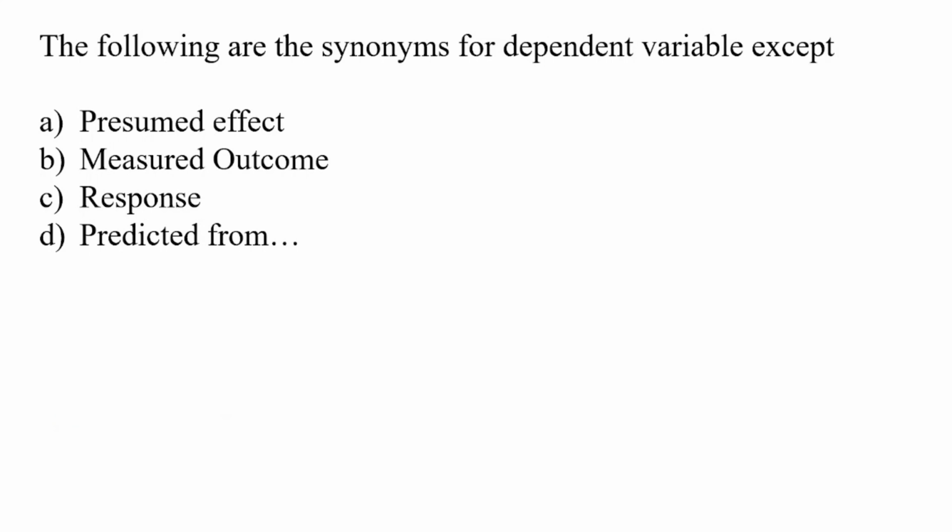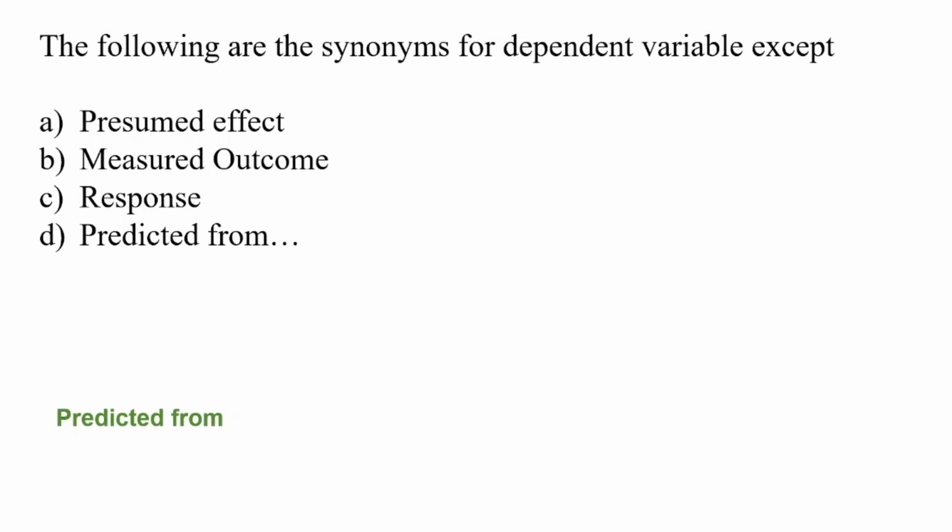The following are the synonyms for dependent variable except: presumed effect, measured outcome, response, predicted from. Which do you think is the odd one out? It will be presumed effect. Okay, you think it's the odd one out? I think it's predicted from, because in the case of dependent variable, response is the same, result, consequence.